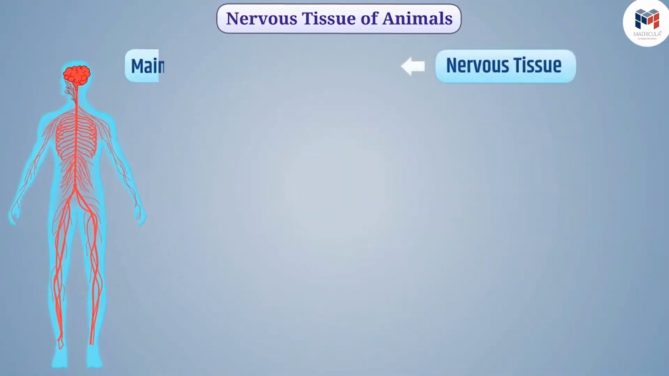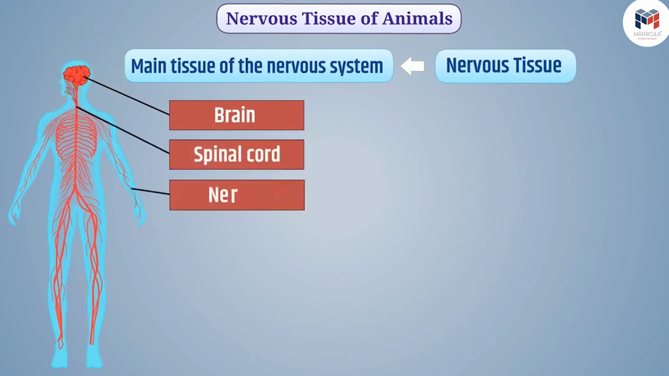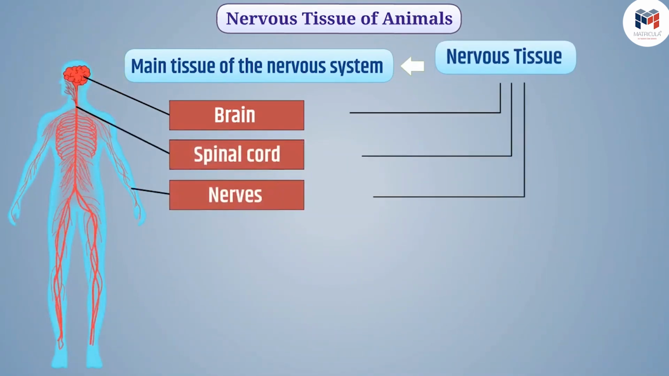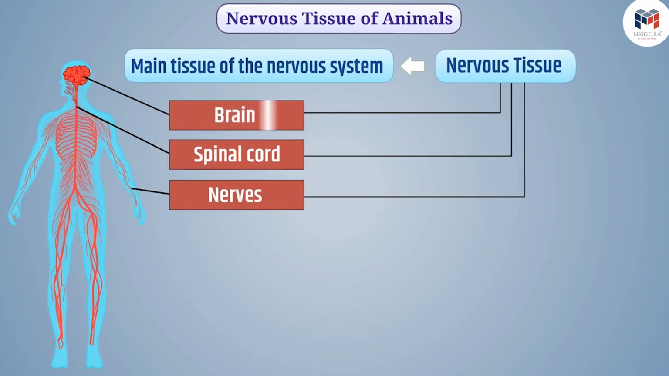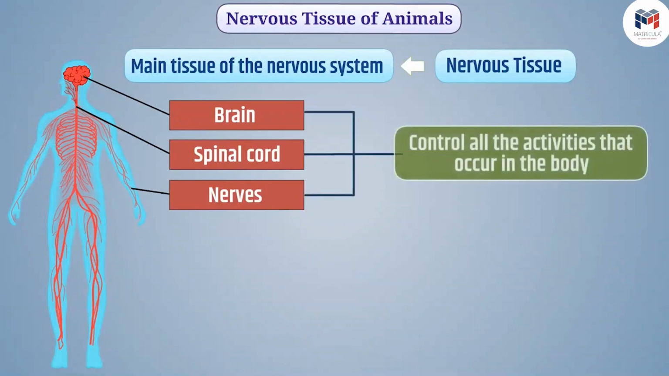Nervous tissue is the main tissue of the nervous system. Brain, spinal cord, and nerves are made up of nervous tissue. The brain, spinal cord, and nerves together control all the activities that occur in the body.